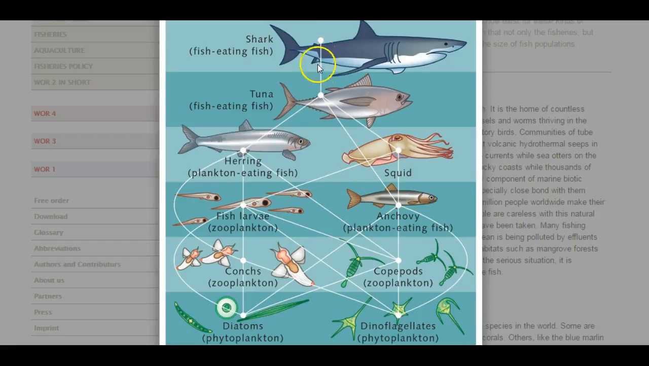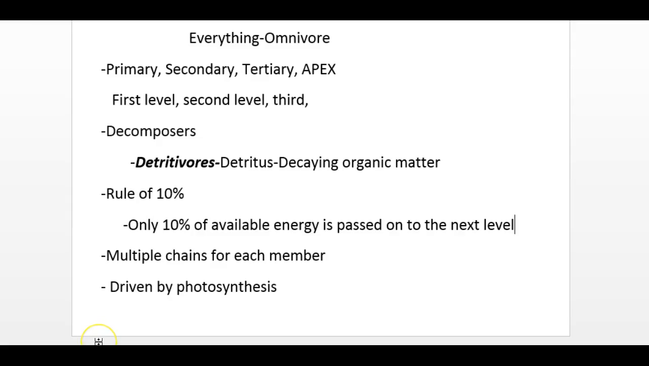So the shark eats a tuna, and the tuna eats a herring, but he also eats a squid, and he also eats an anchovy. So we could actually have 3 food chains in here. We could say diatom, conch, fish larvae, herring, tuna, shark. We could also say dinoflagellates, copepods, anchovy, squid, tuna, shark. We could also say diatoms, anchovy, tuna, shark. So we could do lots of different chains within this food web, but the food web just shows every single connection of energy that there is.